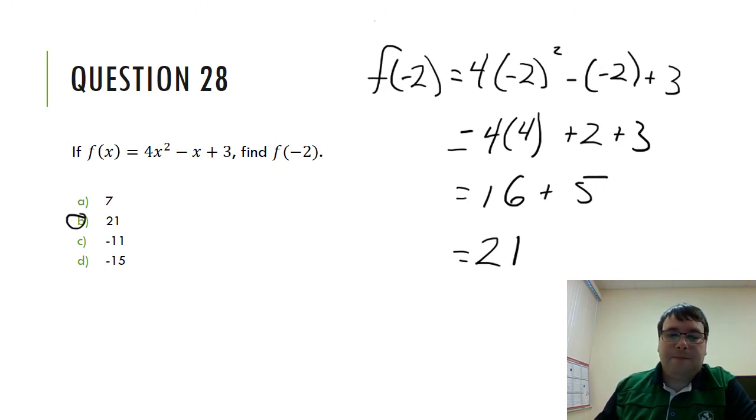All right, at this point, let's simplify what we got. So -2 squared is a +4. Double negatives here is +2. Plus 3 is tagged along. 4 times 4, 16. 2 and 3 is 5. And so this gives me 21.